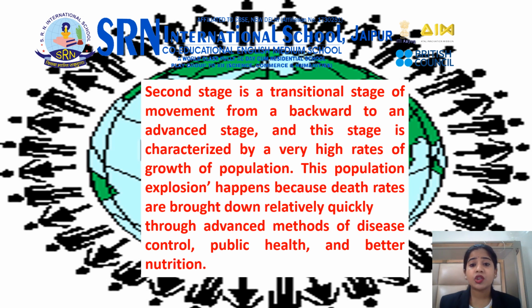The second stage, as we already talked about, is a transitional stage. This population explosion happens because death rates are brought down relatively quickly through advanced methods of disease control, public health, and better nutrition. However, it takes longer for society to adjust to change and alter its reproductive behavior, which was evolved during the period of poverty and high death rates, to suit the new situation of relative prosperity and longer lifespans. This kind of transition was effected in Western Europe during the late 19th and early 20th century, students.